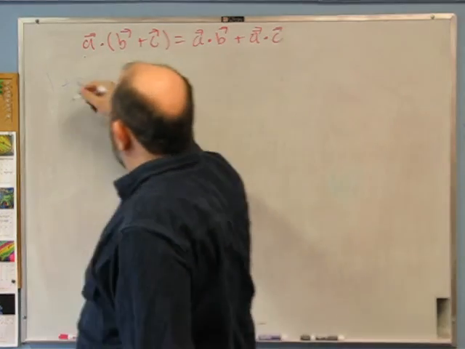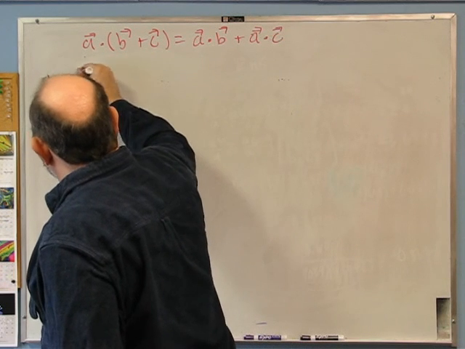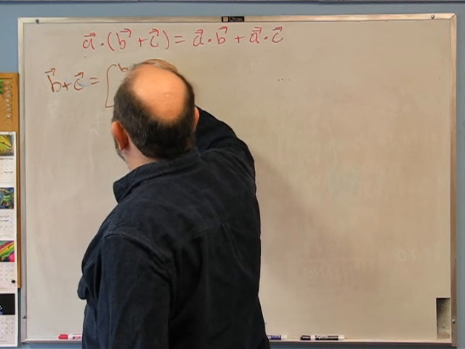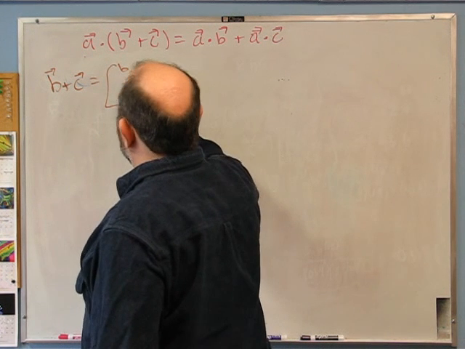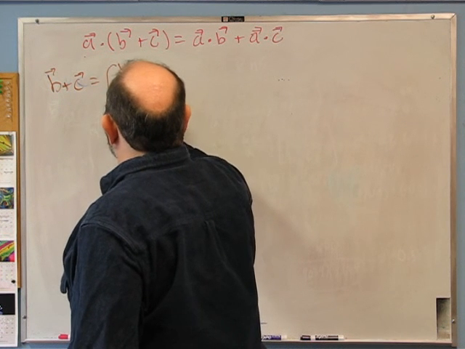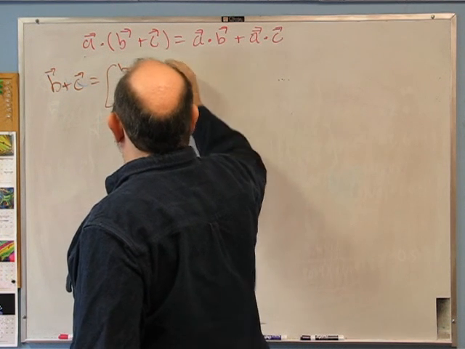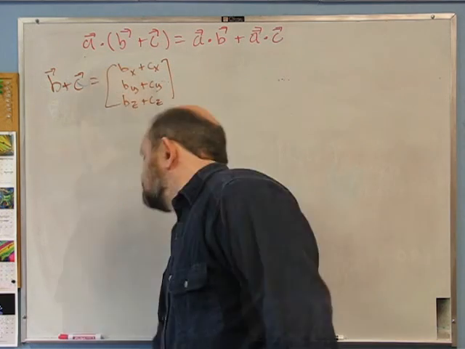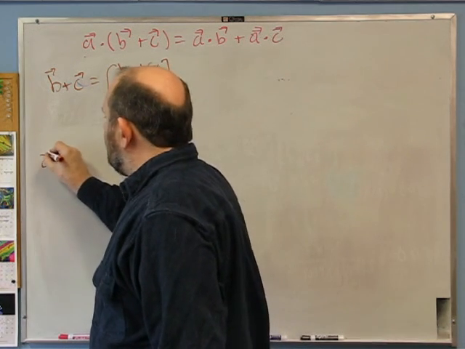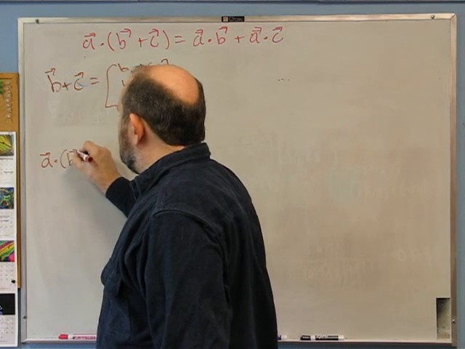I'll start by writing down what B plus C is, right? So the way you add vectors, if you write it as components, is you just add the x components, you add the y components, and you add the z components. Yay. All right, so having B plus C, now I need to do A dot B plus C.